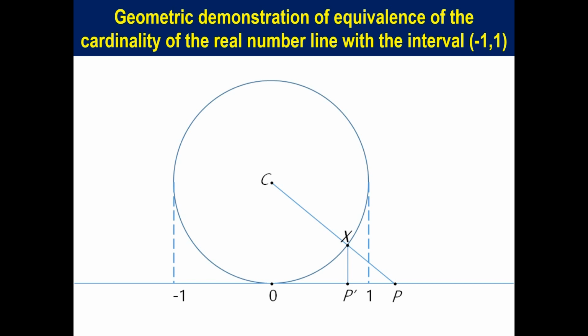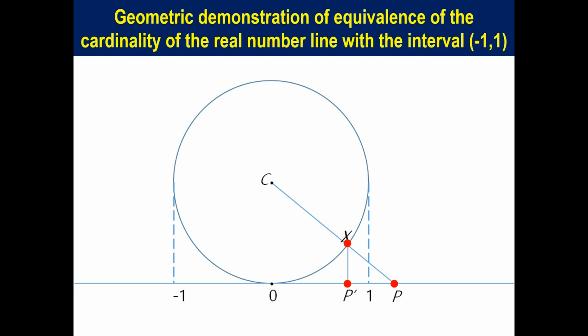A finite interval in the real number line can be shown to have the same cardinality as the real number line itself, which is infinite in length. The equivalence of the cardinality of the real number line R with the interval minus 1 to 1 can be demonstrated geometrically. Draw a circle of radius 1 with a center C on the real number line. A line passing through C and an arbitrary point P in R intersects the circle at X. The vertical line passing through X intersects the real number line at P prime.